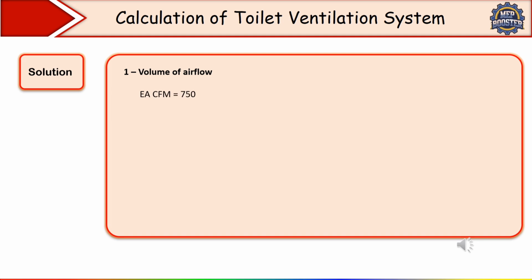So exhaust air CFM we have calculated total 750 CFM. To find out the fan capacity, I have told you the first method is volume of airflow. Once you get the CFM, you have to convert that CFM into CMH. The conversion formula is 1 CFM is equal to 1.7 CMH. So you will get the value in CMH. Finally, with the help of the catalog you can easily find out the model of that fan, throw value, all these things.